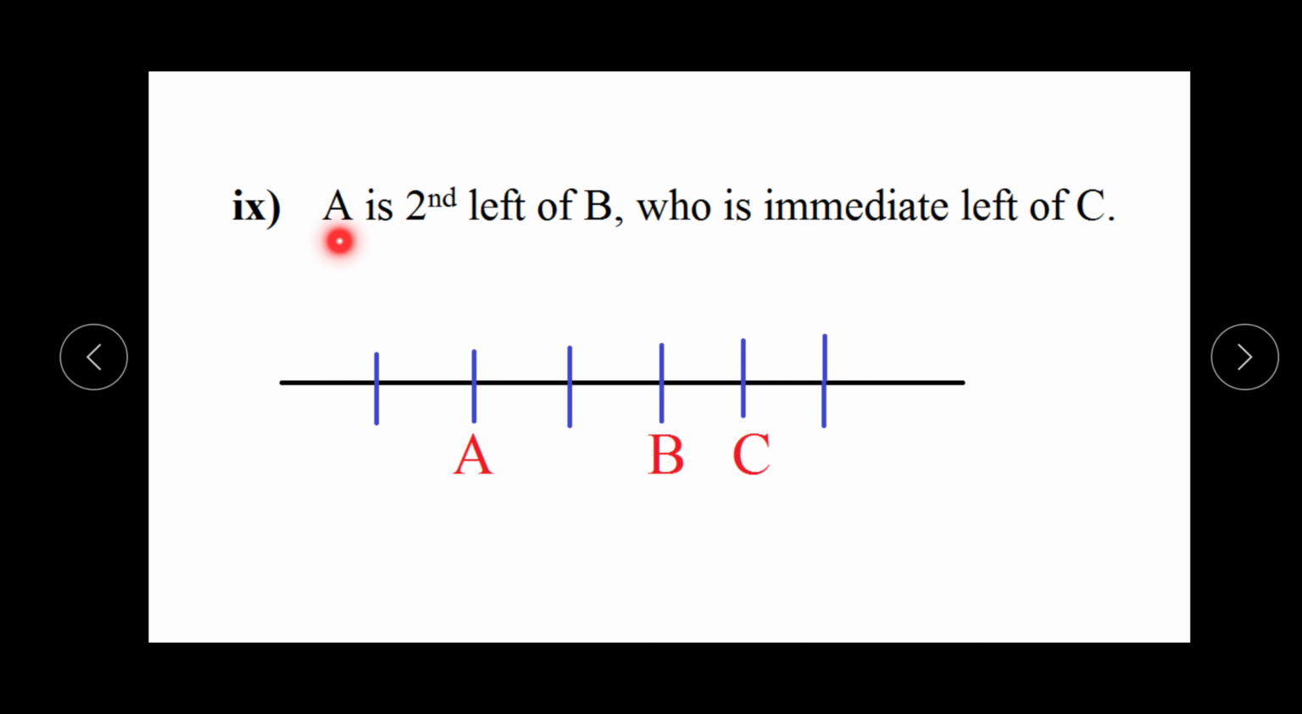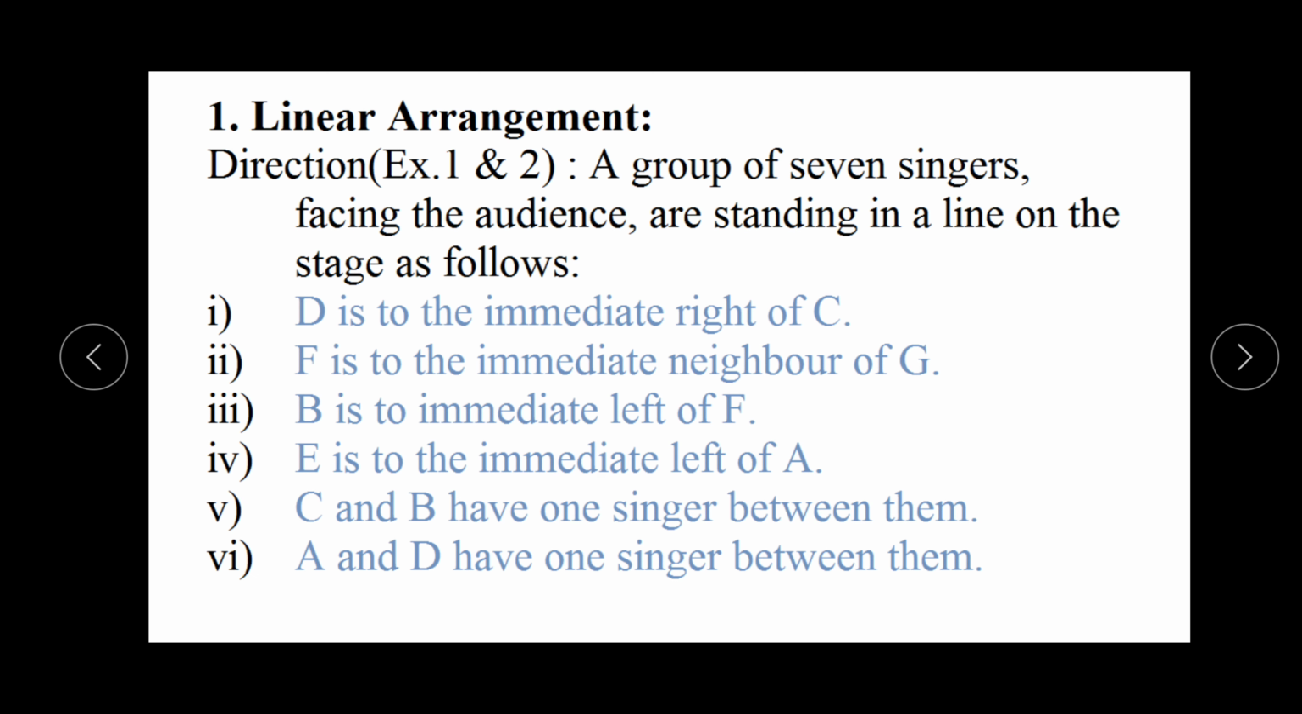If it is given that A is second left of B, who is immediate left of C? It means this "who" is for B. Here A is second left of B. This is B, this is the first left of B, and this is the second left of B. Here it is given who is immediate left of C, it means B. B is immediate left of C. It means this is C and B is immediate left of C.